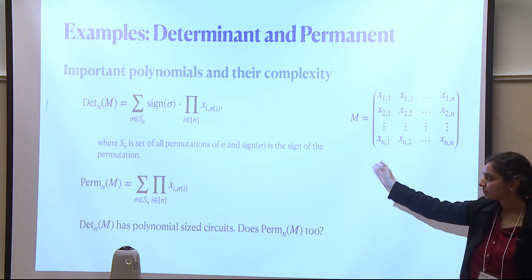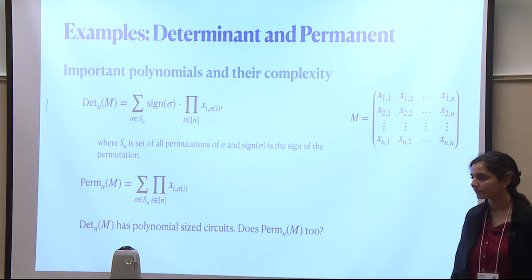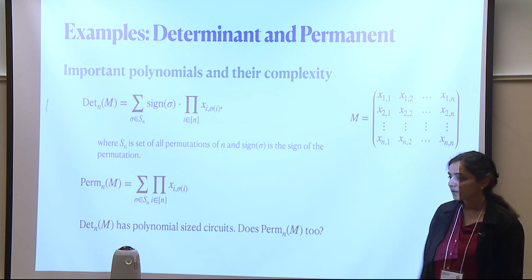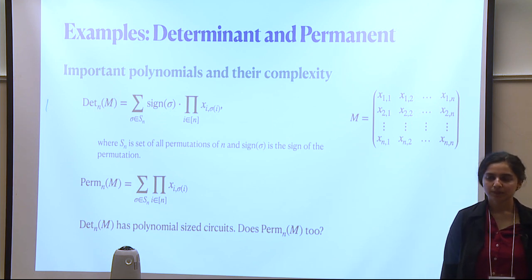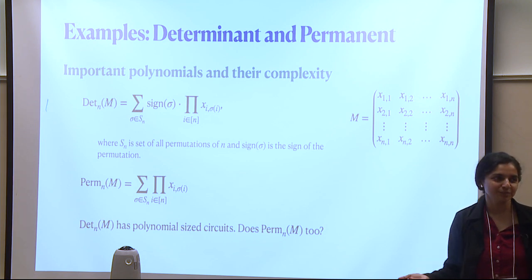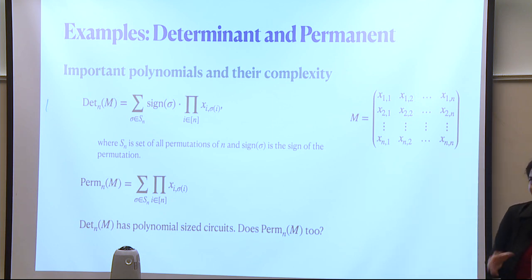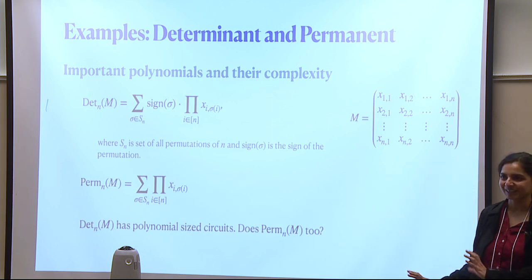So these are two very classic polynomials that we like to study in algebraic complexity. What's known about them? If I ask you to take a guess about the determinant, most of you are going to say it should be easy to compute, because we all know that Gaussian elimination is easy. We all know there's a very simple algorithm.